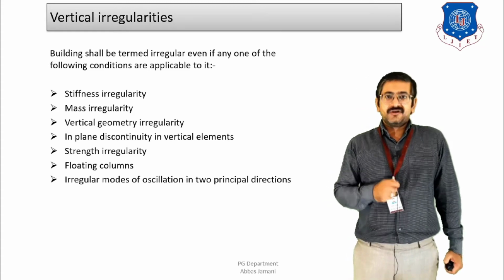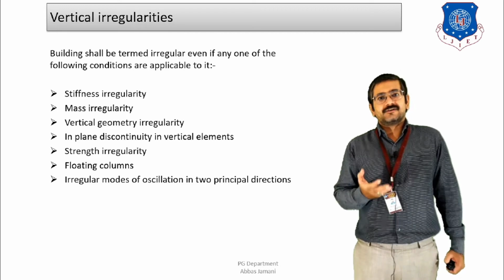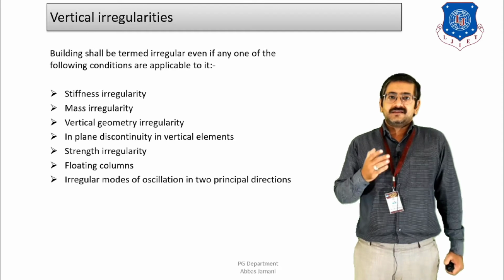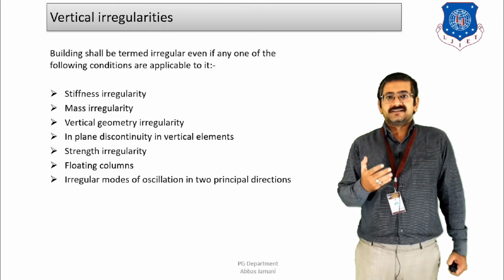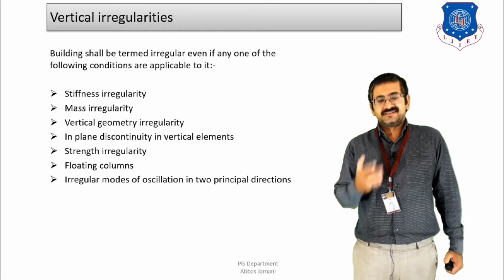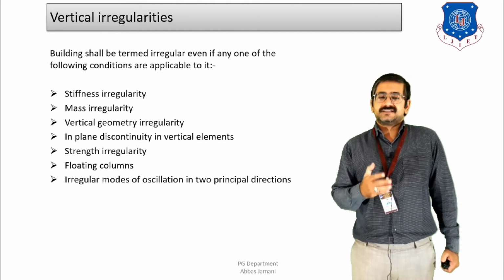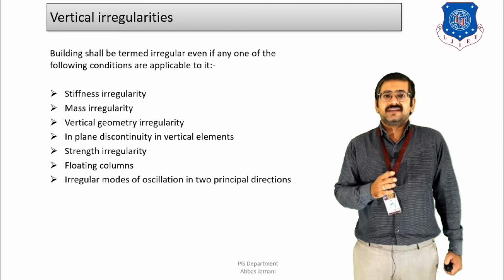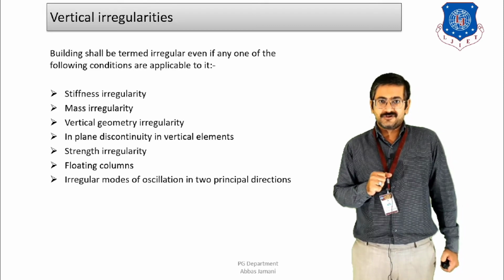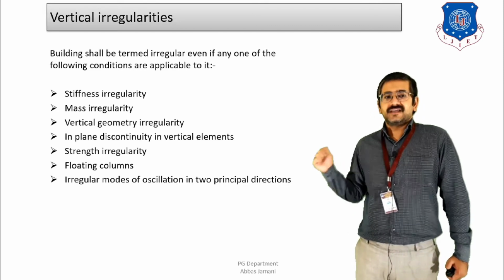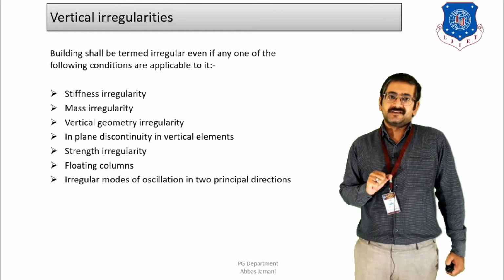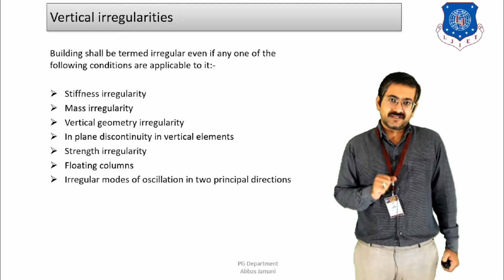As in the case of plan irregularities, if any one feature or condition listed here is present in the structure, then that structure will be defined as an irregular structure. In the case of plan irregularity, we saw that 5 different types were shown. Similarly, in the case of vertical irregularities, 7 different types are discussed by IS 1893-2016.